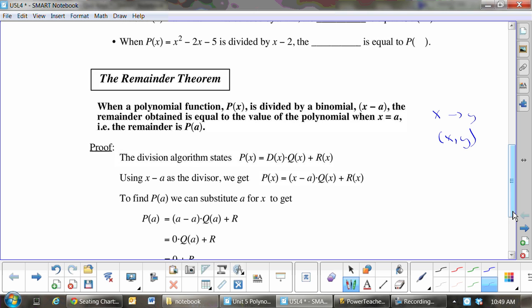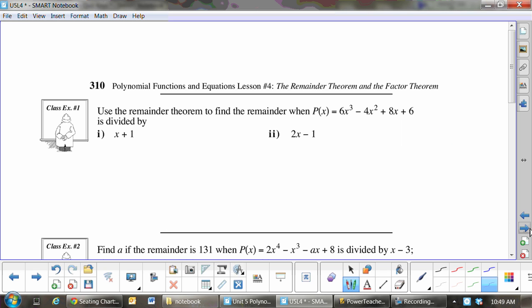Let's just start doing some questions. What kind of questions could they ask? Use the remainder theorem to find the remainder when p(x) equals 6x^3 - 4x^2 + 8x + 6 is divided by x + 1. This is the easiest question in the world if you know the one little thing. What number am I putting into that? -1. So we are going to put -1 in.